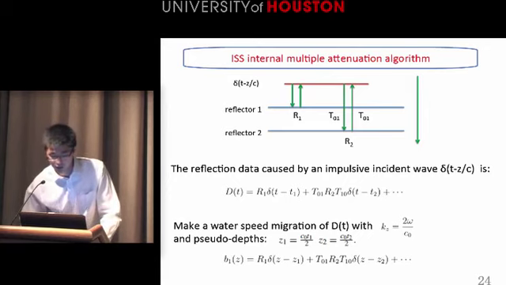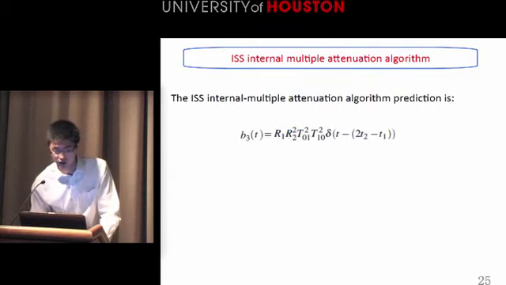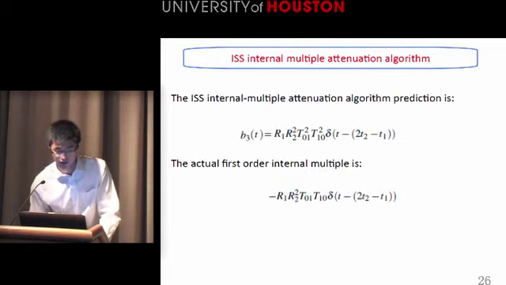We put this B1 into the internal multiple attenuation algorithm and we get the prediction. We can compare this prediction with the actual first-order internal multiples in the data. We can see it predicts the correct arrival time, but it has opposite polarity and two more transmission coefficients in the amplitude.